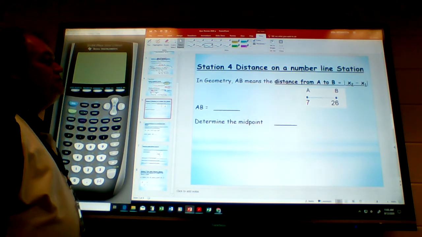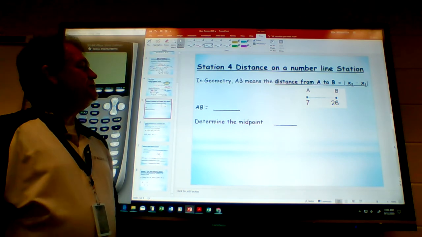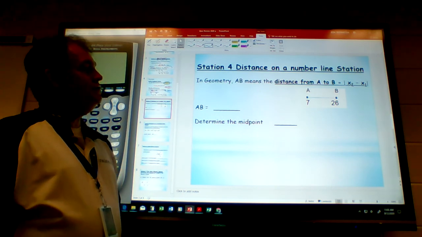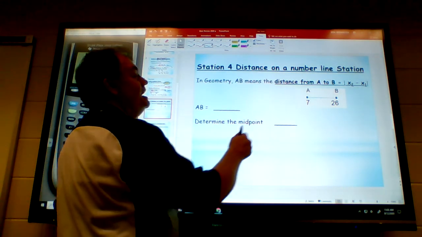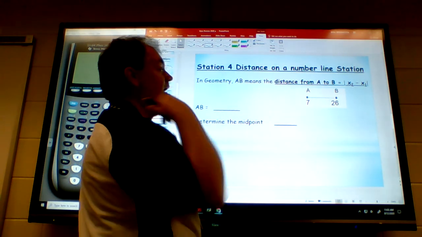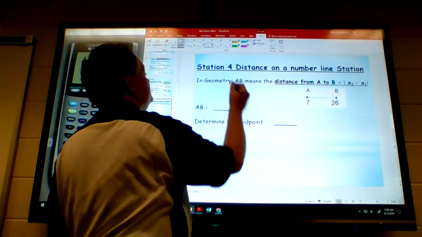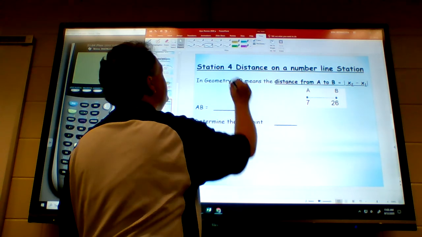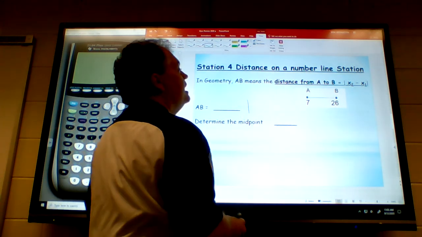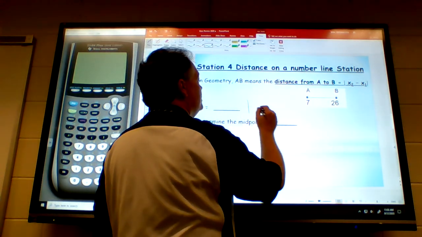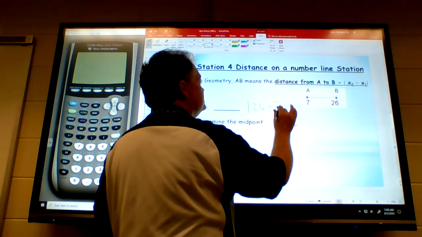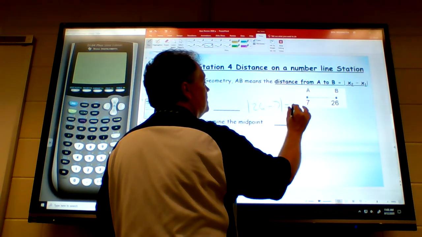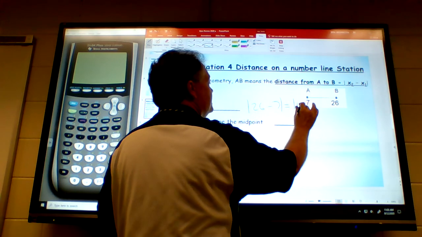Okay. Distance formula. How do we determine the distance and midpoint between those two? Here we can't count the spaces, so we actually have to do this mathematically. So in this case, AB, you take the first coordinate, which is 26, minus the second coordinate, which is 7. And that's going to be the absolute value of 19.